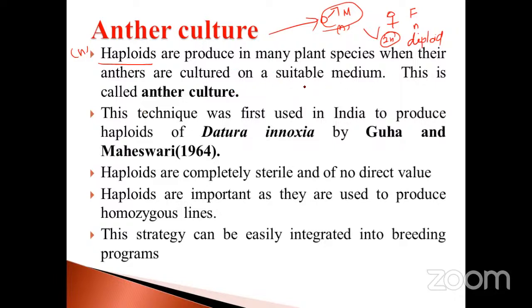When you culture under laboratory conditions with a suitable medium, it is not suitable for all mediums. A particular medium is essential for the anther culture, so that is very, very important. Under laboratory conditions, that culture is called anther culture. This technique was first used in India. This is a NEET question, my dear students. It was used to produce haploids of Datura innoxia by Guha and Maheshwari. Here the name sounds like a female name, but he is a male scientist.